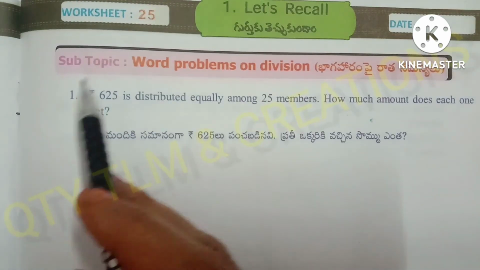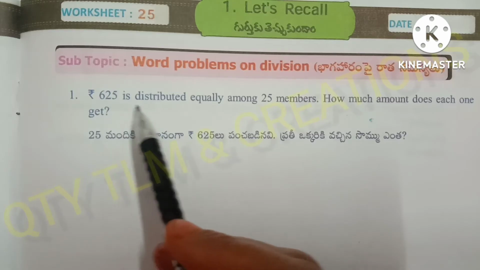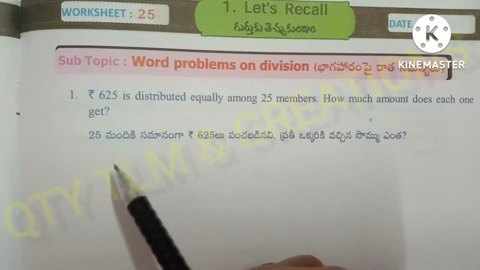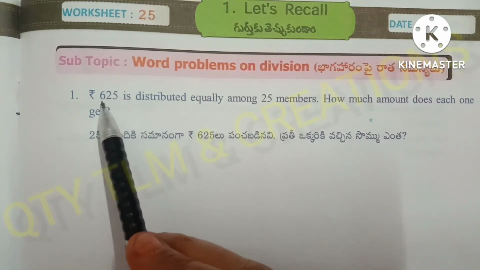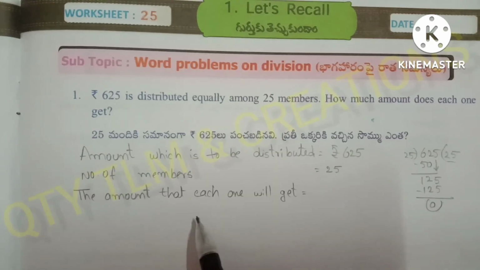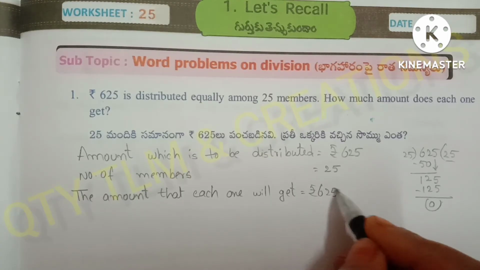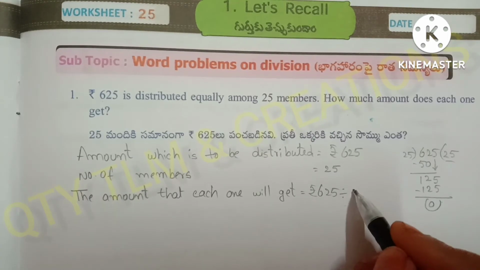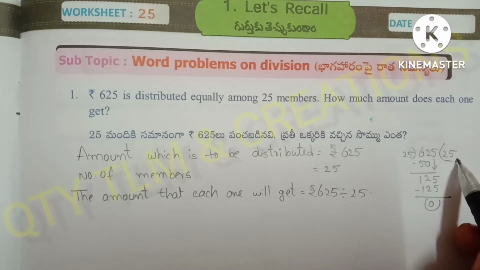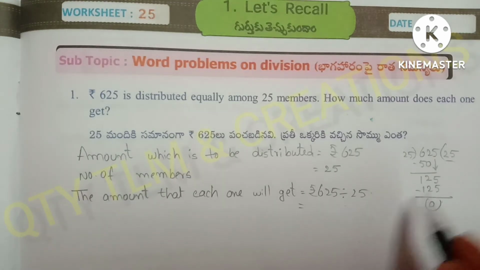Next, worksheet number 25. Subtopic: word problems on division. First question. 625 rupees is distributed equally among 25 members. How much amount does each one get? Amount to be distributed equals 625 rupees. Number of members equals 25. The amount that each one will get equals 625 divided by the number of members, 25. 25 divides 625 for 25 times. So the amount that each one will get equals 25 rupees.